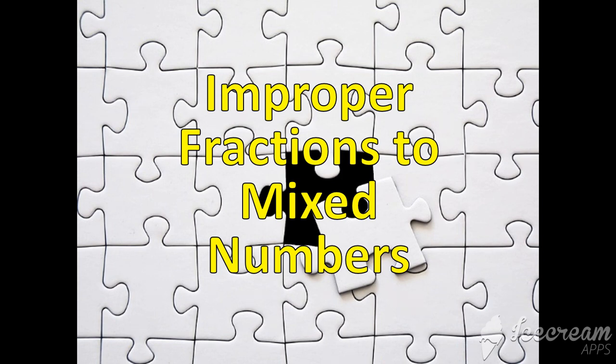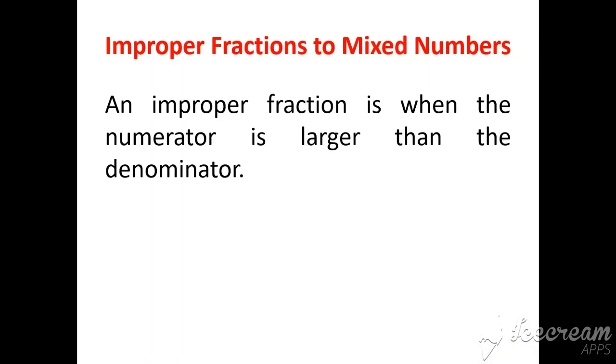Right, we're going to chat about improper fractions and how we change them to mixed numbers. So an improper fraction is when the numerator is larger than the denominator. Here's an example. When I write 14 over 3, it's called an improper fraction.